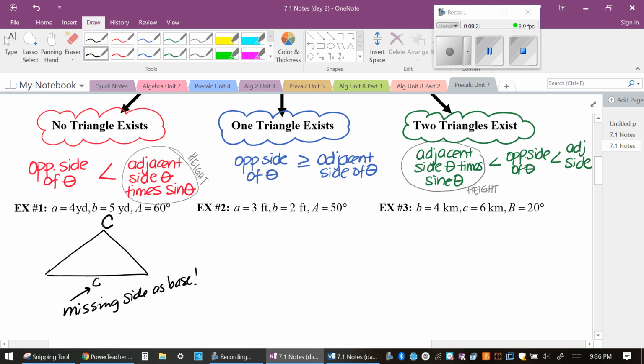So if that's little c, big C is across from it. Remember that angle is always across from its corresponding side. Now, I have angle A is 60. You can put that in on either side. You can put A on the left side or the right side. That doesn't matter.